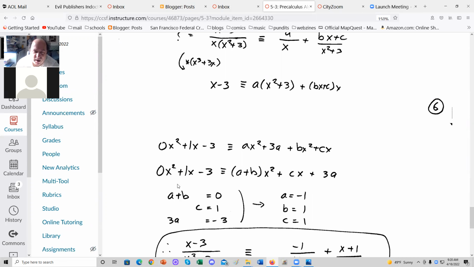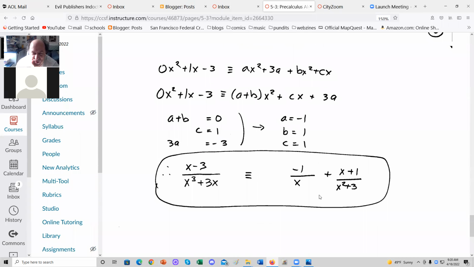All right, this is a pretty sparse system. We already have c equals 1. If 3a equals negative 3, then a equals negative 1. And if a plus b is 0 and a is negative 1, then b is 1. That was relatively easy. So (x minus 3) over (x cubed plus 3x) is identical to negative 1 over x plus (1x plus 1) over (x squared plus 3).